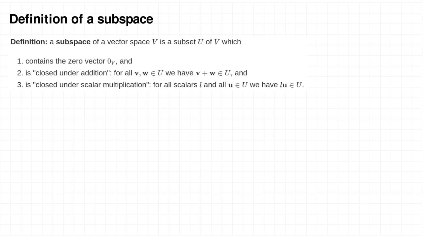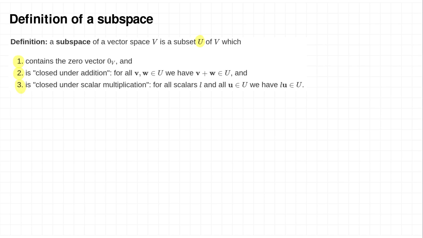So here's our definition of a subspace. A subspace of a vector space V is a subset U of V, which has the following three properties. Number one, it has to contain the zero vector. Number two, it's closed under addition. And what that means is that if you have any two elements of U, then their sum must also be in U. And finally, property 3 is that U must be closed under scalar multiplication.